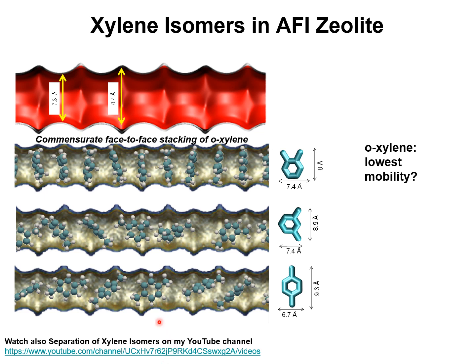Let's look at the separation of xylene isomers using AFI zeolite. AFI zeolite consists of 1D channels that have a corrugated shape. The distance here is 8.4 angstrom and the distance here is 7.3 angstrom.